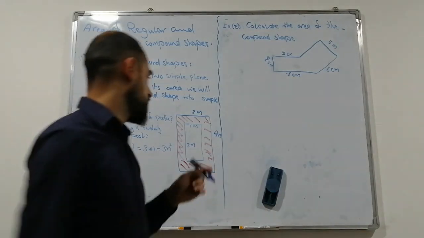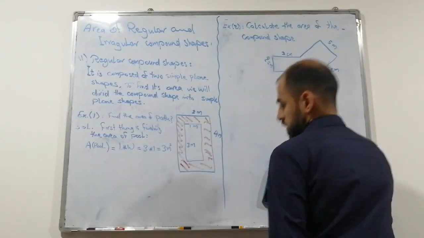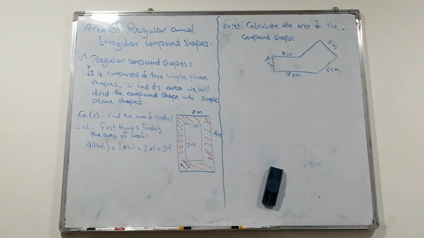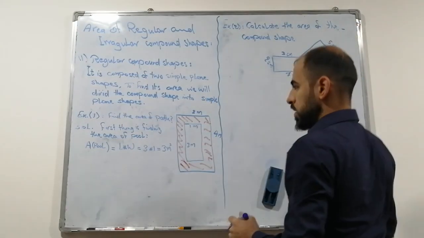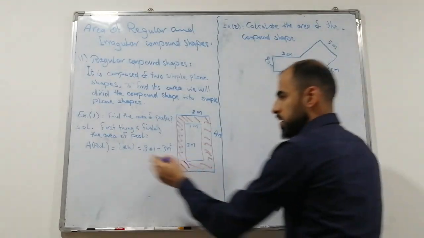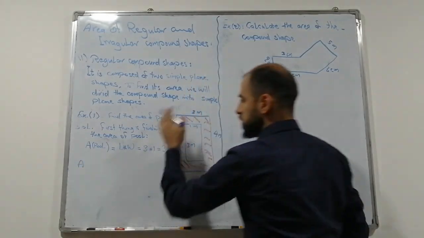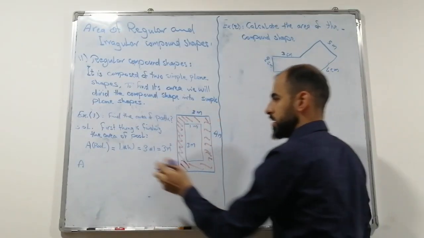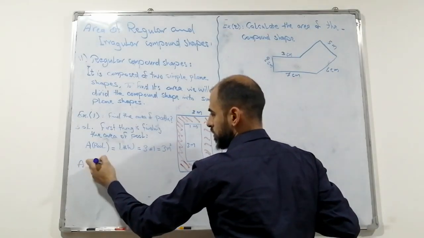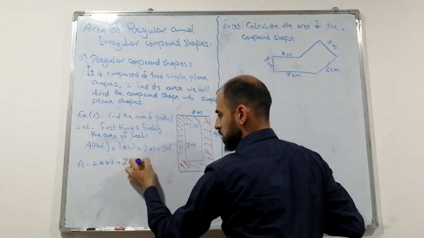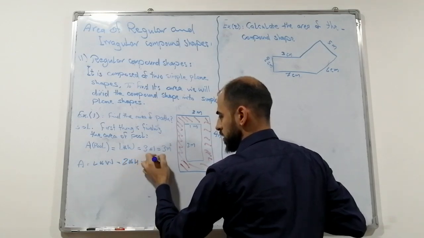Now after finding the area of the pool, we will find the area of the whole place, also by using the area of a rectangle. Why? Because it looks like a rectangle. Area equals length by width, 2 by 4, equal to 8 meter to the power 2.